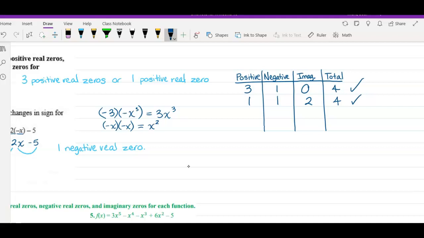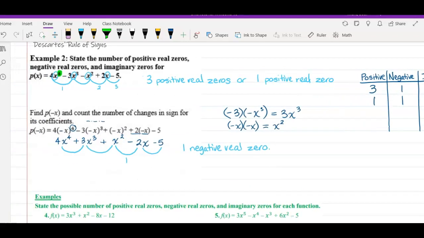So these are my only combinations, because I would always have 1 negative real 0, and then positive could be 3 or 1, and depending on how many positives there are dictates how many imaginaries would be left. So this polynomial could have 3 positive, 1 negative, or it could have 1 positive, 1 negative, and 2 imaginary. Think about what that second situation would look like. It might cross in the negative and in the positive, something like that, and then some imaginary.